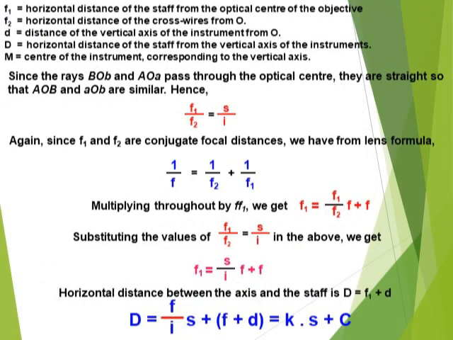Then M, the capital letter M, as you can see in the figure, is the center of the instrument corresponding to the vertical axis. Since the rays BOB and AOA pass through the optical center, they are straight, so that triangles AOB and aOb are similar. Hence, we can say that f1 by f2 is equal to s by i. I'll show the figure one more time.